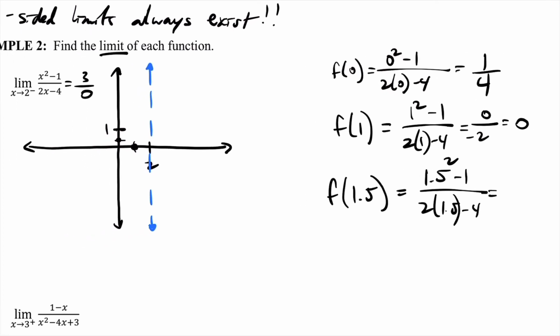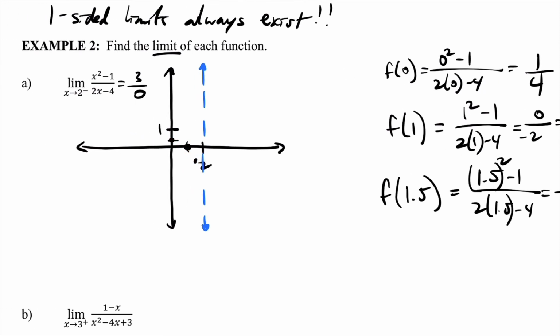So 1.5 squared, is that a positive or negative number? 1.5 squared minus 1. Positive, okay? On the bottom, am I getting a positive or negative number? I'm getting a negative 1, right? So what's happening is it's a bigger negative, right? So it's somewhere down here. So that's confirmation that, hey, it's turning downwards. So that means it's going down along the blue line.